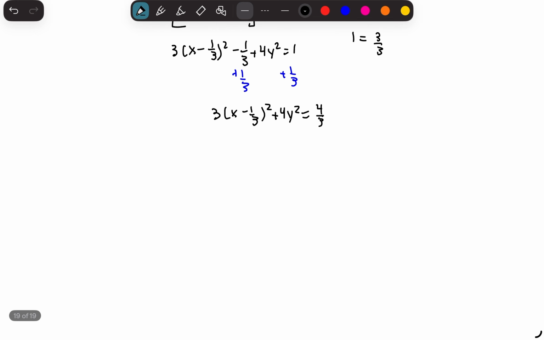And you have 9. Because what you can do here is you can multiply both sides by 3. Again.